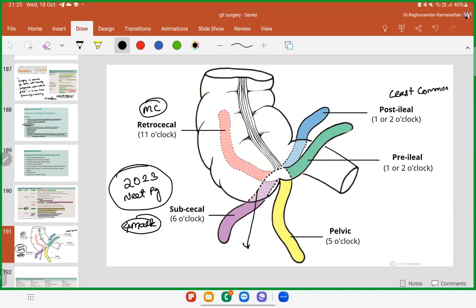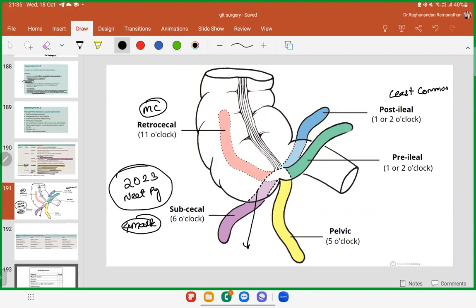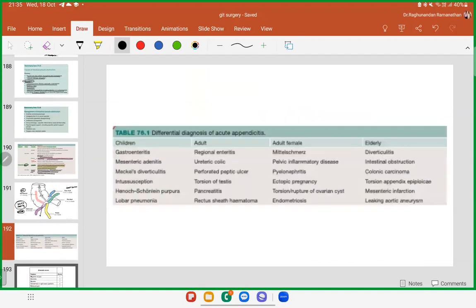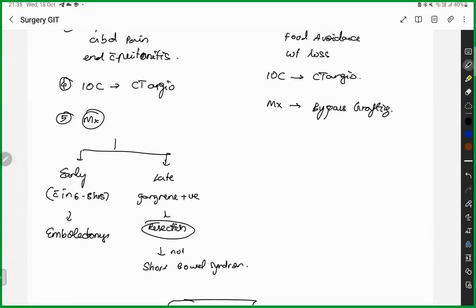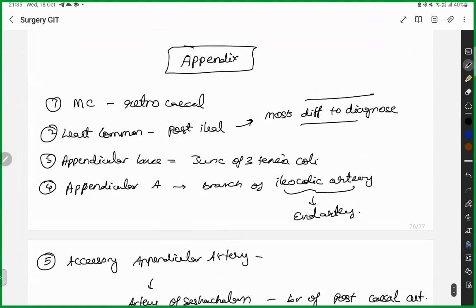In 2023 NEET PG they asked just this: they put an image and labelled it, and asked which position it is in: retrocecal, subcecal, pelvic, pre-ileal, post-ileal. That's all. Very simple question they asked. That's going to be a very easy cakewalk for you all if you get such a question in your exam. Now moving on to the appendix. As I already told you, the most common position is retrocecal and the least common is post-ileal.